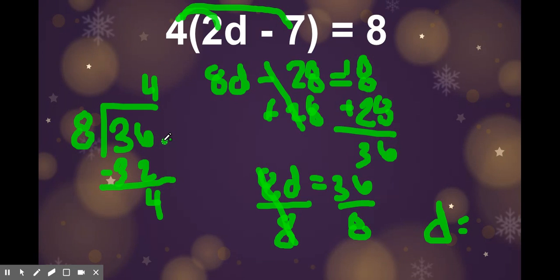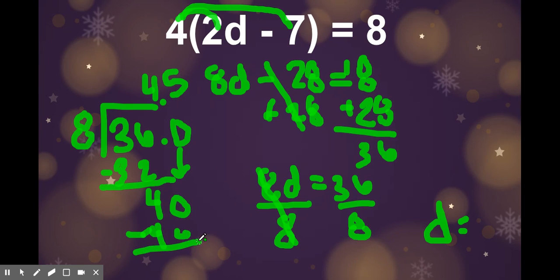Behind this 36, I know there's a decimal. I'm going to raise it to the roof, and behind this decimal, I have a 0. Let's bring that 0 down. 8 goes into 40 5 times. Subtract that, 0. Nothing left to bring down. I am done. D is equal to 4.5.